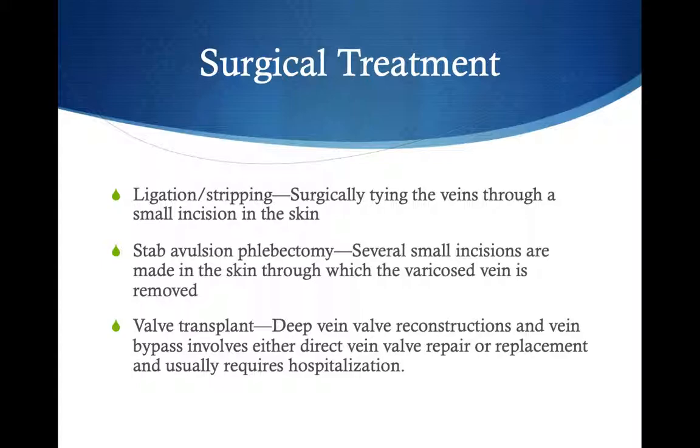There are several surgical treatments for varicose veins. One of them is ligation or stripping, which is surgically tying the veins through a small incision in the skin. Another is stab avulsion phlebectomy, where several small incisions are made in the skin through which the varicose vein is removed. Another one is a valve transplant, where deep vein valve reconstruction and vein bypass involves either direct vein valve repair or replacement, and this one usually requires hospitalization.